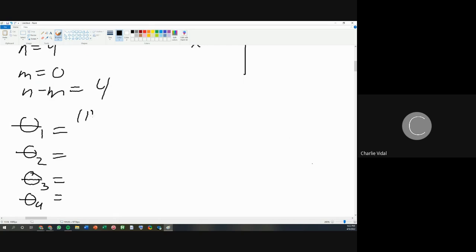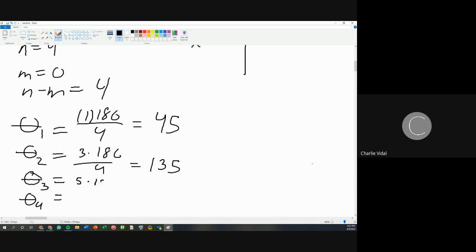You do 1 times 180 divided by 4. By the way, all of this is just true, no matter what. Hold on a second, let me just do it. 3 times 180 divided by 4 is equal to 135. 5 times 180 divided by 4 is equal to 225. 7 times 180 divided by 4. So as I was saying before, this is true no matter what.